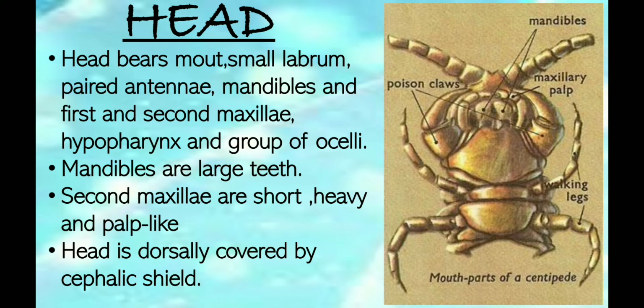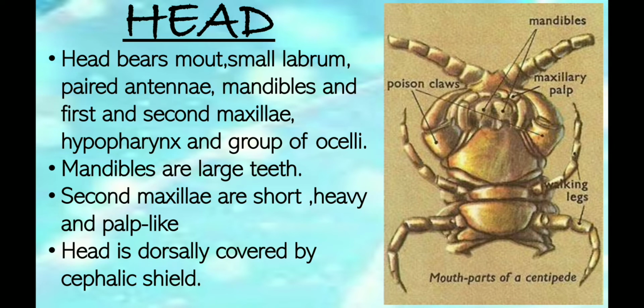Now, we'll be learning about the feeding in Scolopendra, vascular system, respiratory system, excretory system, and reproductive system. First, since the body is divided into a head region and a trunk region, let's see one by one each of these parts. Head. Head bears the mouth. It's basically mouth: small labrum, paired antennae, mandibles, and first and second maxillae. As we have told, the mouth is divided into three parts: mandibles, first maxillae, and second maxillae.